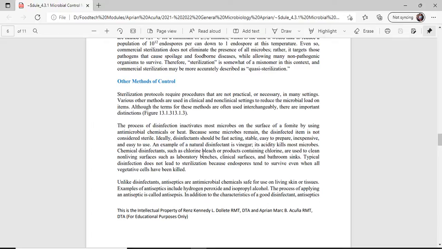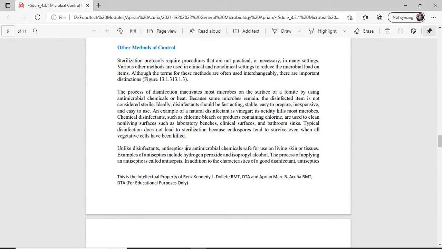Ideally, a disinfectant should be fast-acting, stable, and easy to prepare. Also, it is inexpensive and easy to use. An example of a natural disinfectant is vinegar. Its acidity kills most microbes, and chemical disinfectants such as fluoride, bleach, or products containing chlorine are used to clean non-living surfaces such as your laboratory bench, clinical surfaces, and bathroom sinks. Typically, disinfection does not lead to sterilization because endospores tend to survive even when the vegetative states have been killed.